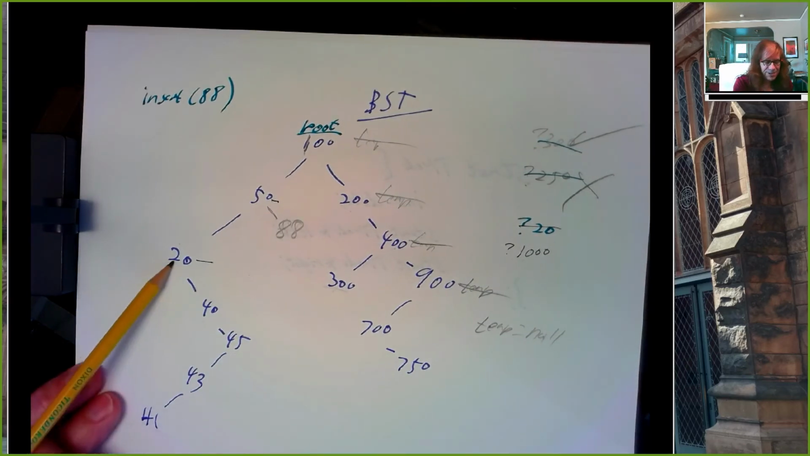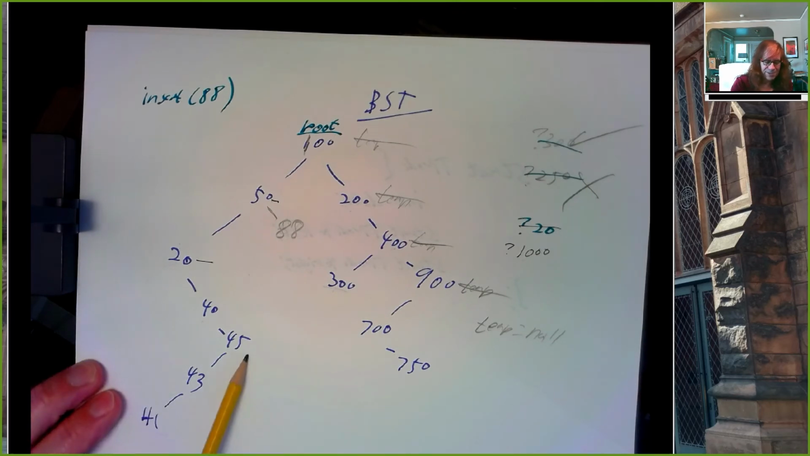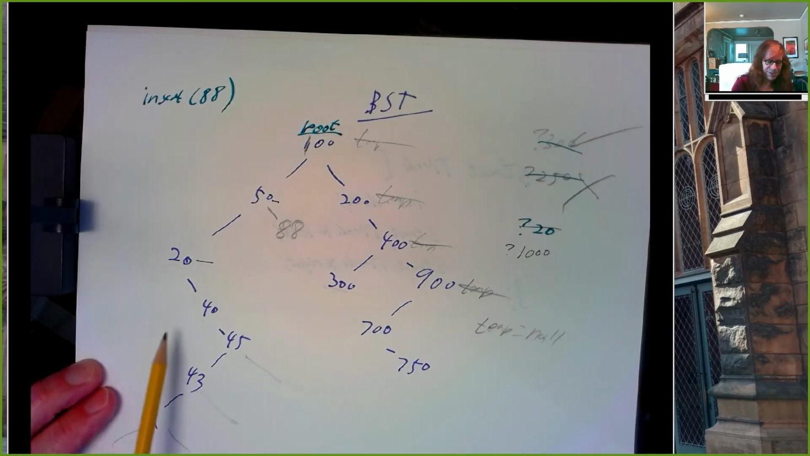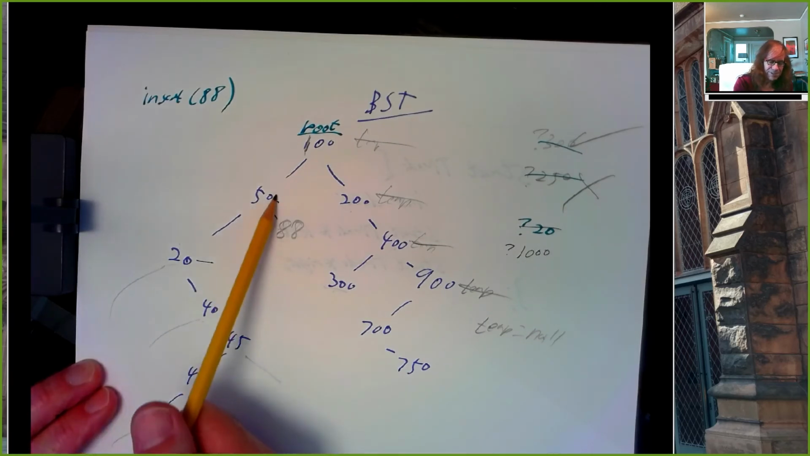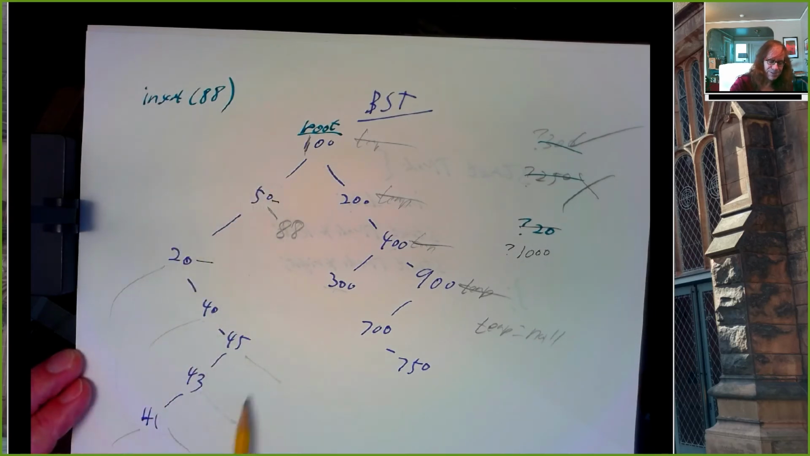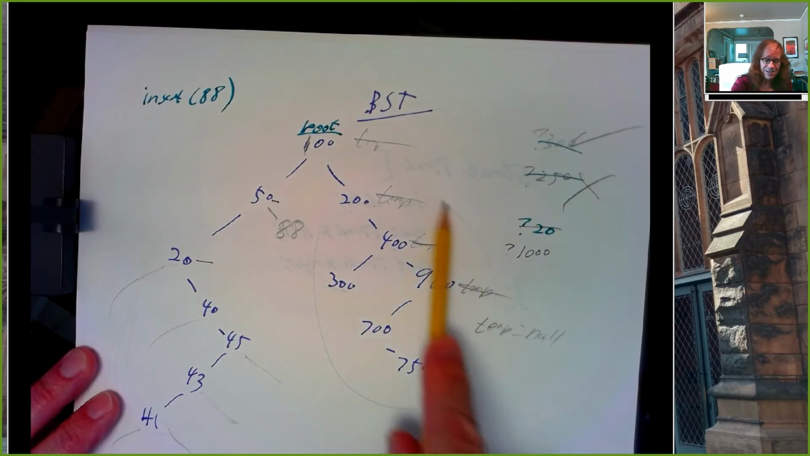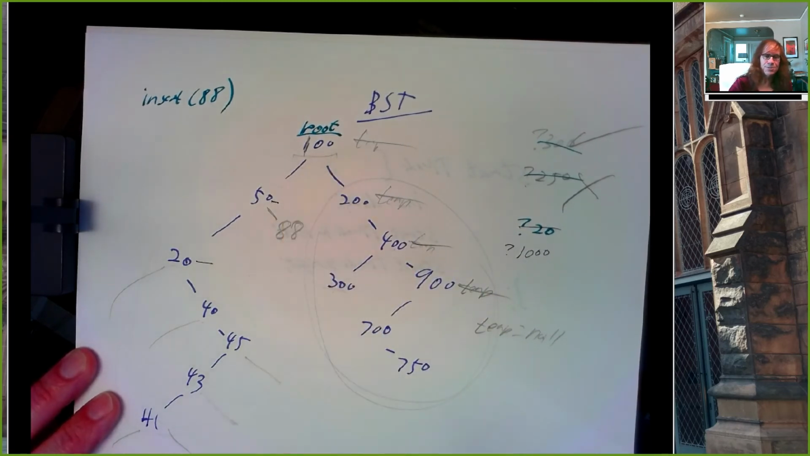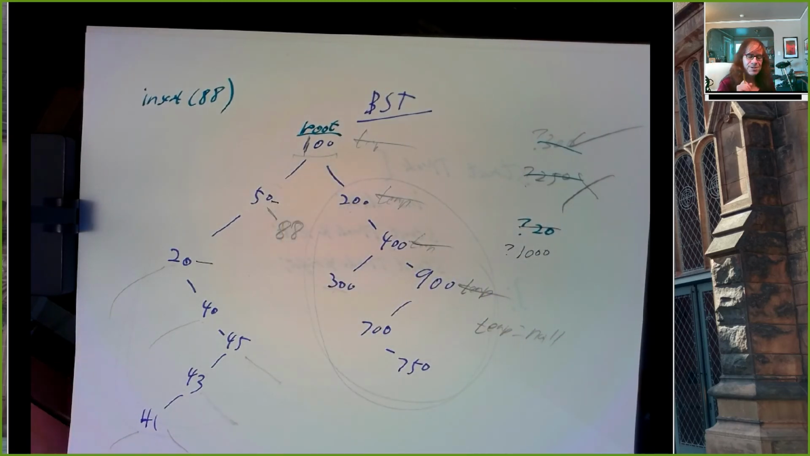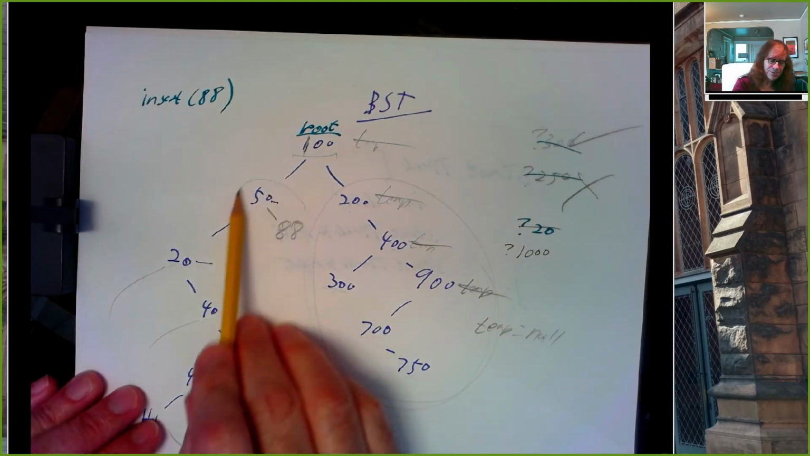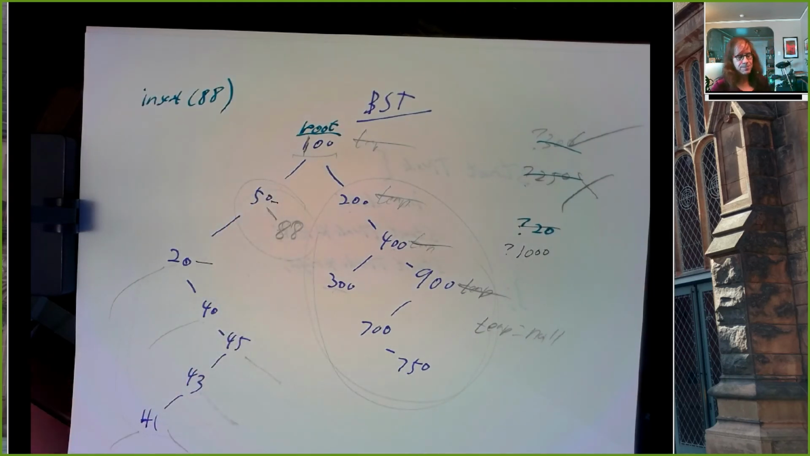It can't go over here because it would have to be smaller than 20. It can't go over here, or here, or here, because it also has to be less than 50 if it's anywhere over here. And it can't go anywhere on this side because these things all have to be bigger than 100. So it's forced to go exactly one place, and that's right here, to the right of 50.